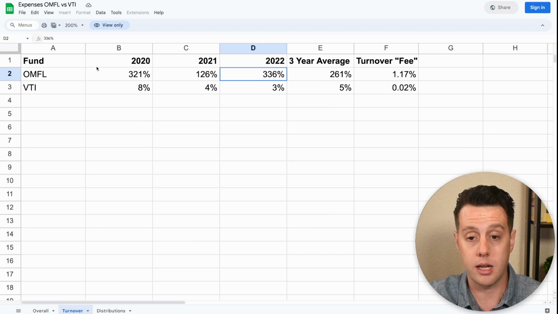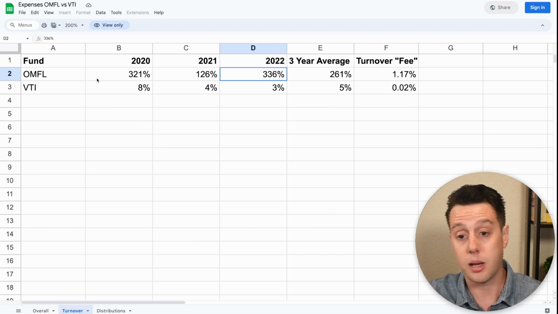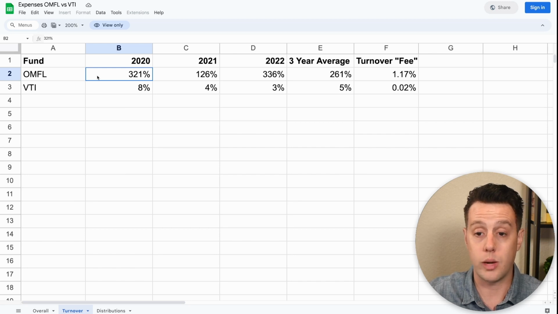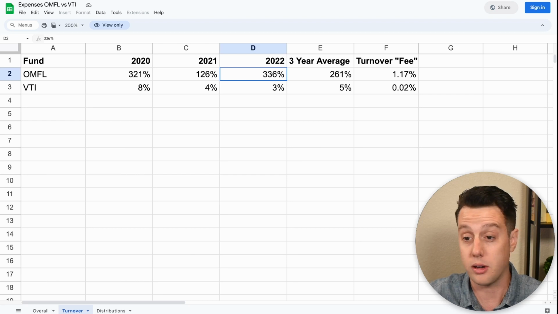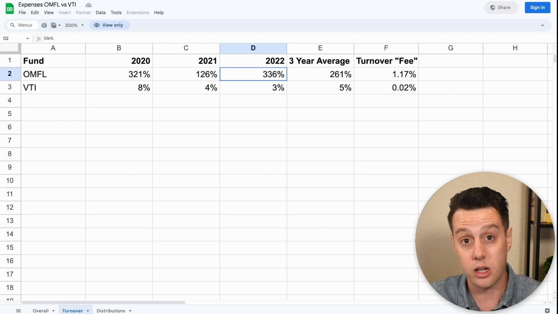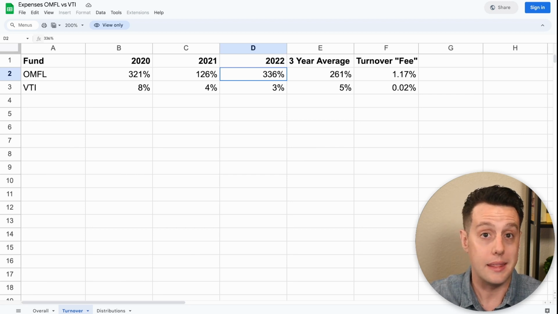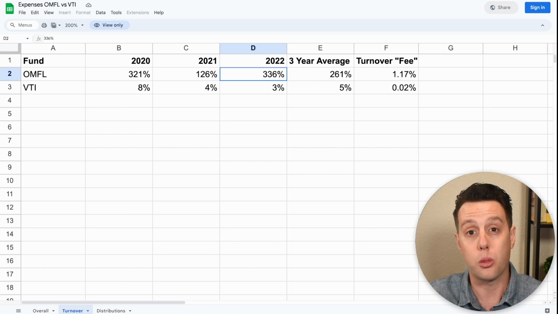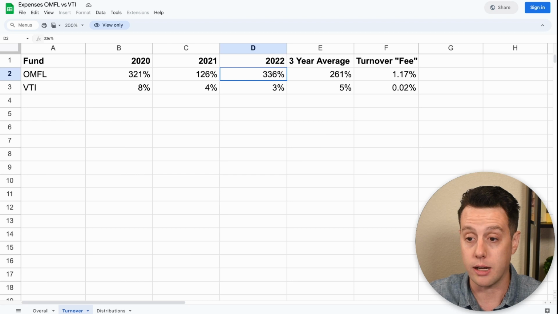And I'm estimating the turnover. Like I said, I wasn't able to find this in the fund's literature, but when I just took the last 3 years of turnover, it was 321%, 126%, and 336%. We have a 336% turnover. That means that the fund basically cycled every single holding in the portfolio over 3 times in that year. That is a massive amount of trading. So I just average these over 3 years to get 261%.